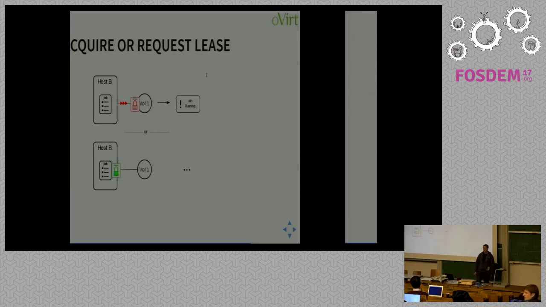So if we fail to acquire the lease, we know that the job is running or has been running recently on the host. And we can choose whether we want to wait for a while or use a feature from Sanlock which says, I'm requesting the lock and I'm going to take it for myself. And that's a way of forcing the job to end and fencing it. So that's a decision we can make.